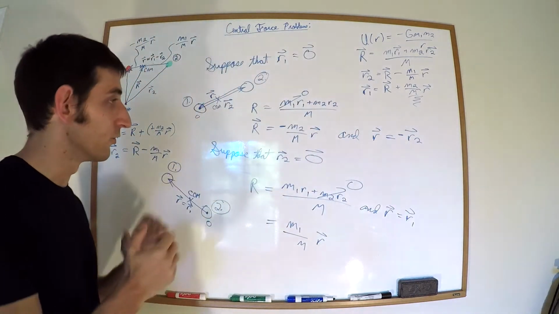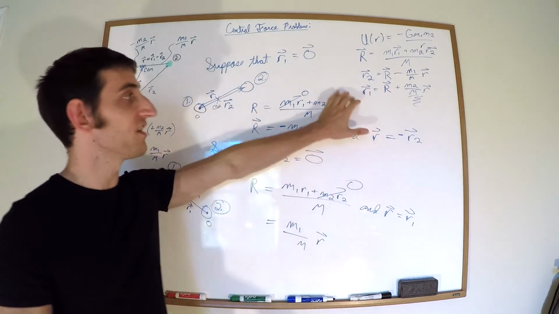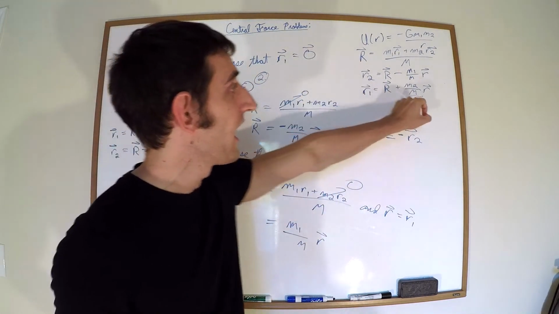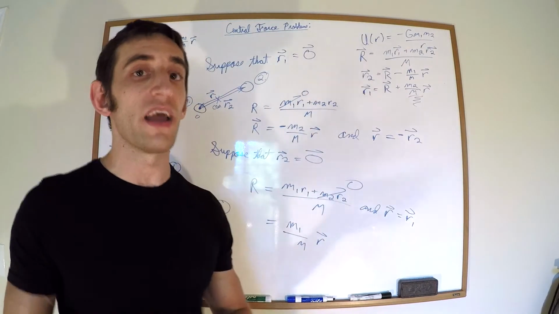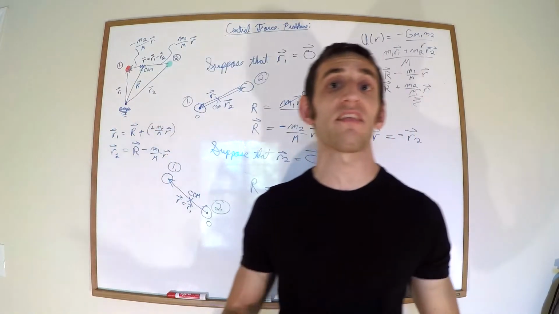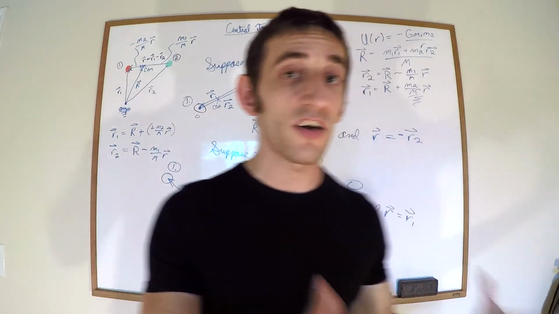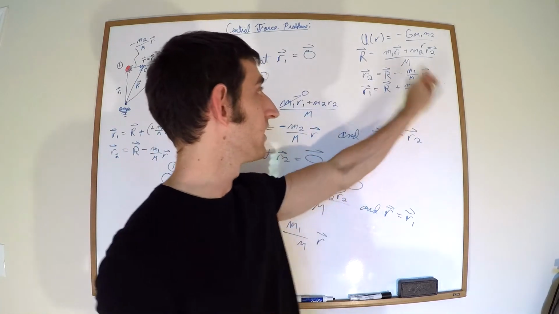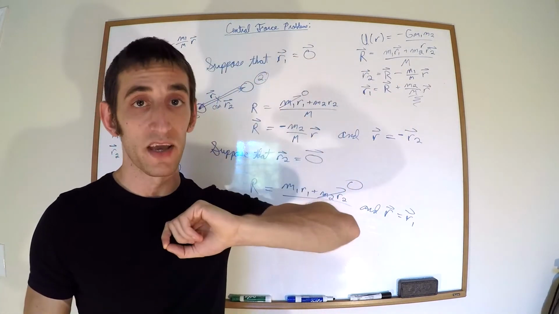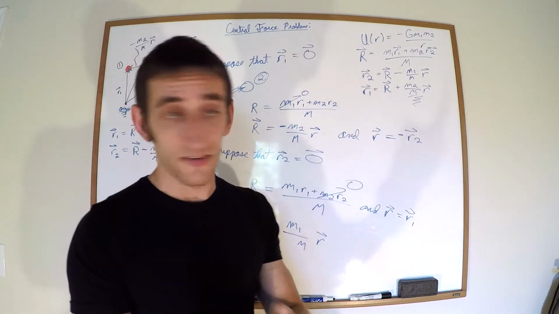But what do we want to do? We redefine the problem in terms of these generalized coordinates, big R and little r. What we need to do is finally transform the rest of the Lagrangian mechanics such that it is only in terms of little r and big R. That's what we're going to do next.